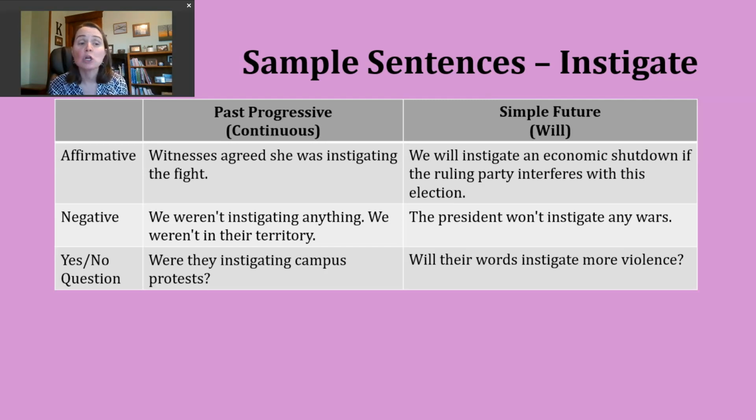Finally, let's look at making a yes or no question in the simple future. To do this, we start with will, then we have our subject, and then the base verb. Here's my last example. Will their words instigate any more violence? So again, we're probably back to that second definition about causing a bad event.